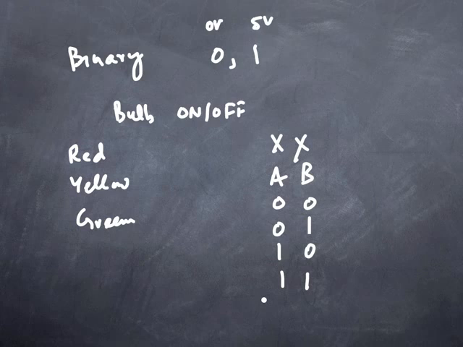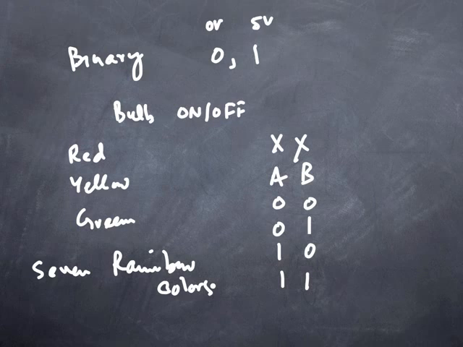For example, I have 7 colors, 7 rainbow colors. So how many bits do I need for 7? I need 3 bits at least, right? Because 3 bits can represent how many quantities? Can represent 8. So can I generalize this?